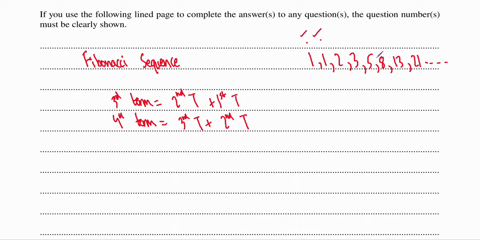So you can see 8 is actually 5 plus 3. That's how you get 8. 13 is actually 8 plus 5. 21 is actually 13 plus 8. So once you're given the number 1 and 1, you can continue.